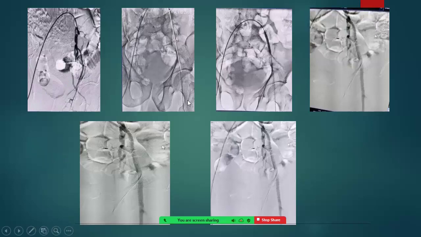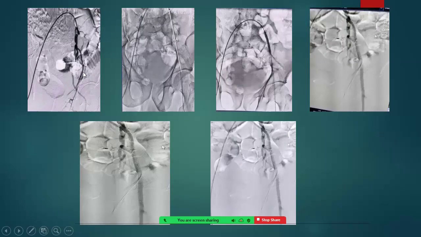So in such cases, we treat the patient generally in two stages. In the first stage, we only do the inflow disease treatment, to increase the outflow to form the collateral and to increase the vascular bed in the distal runoff. So the first stage is to treat the inflow disease first.